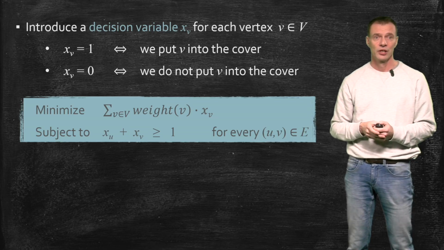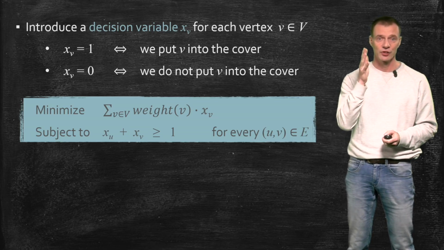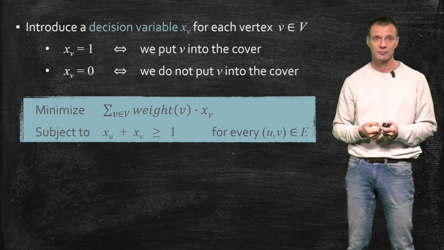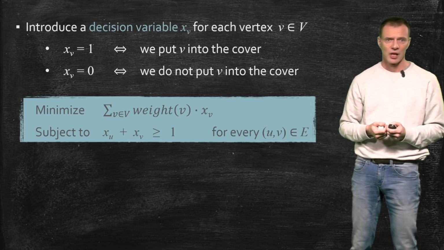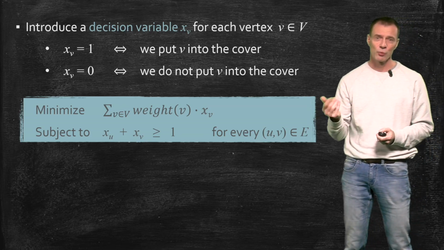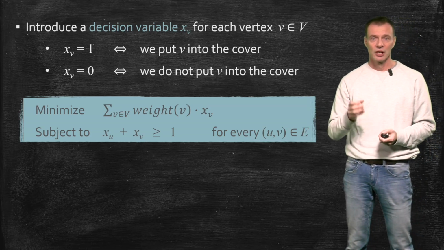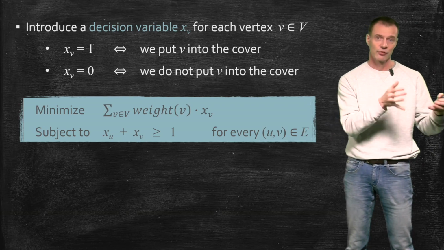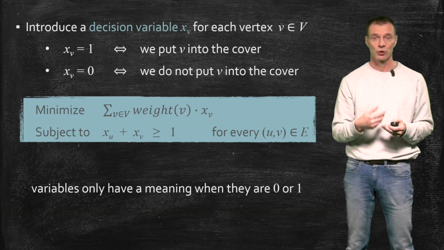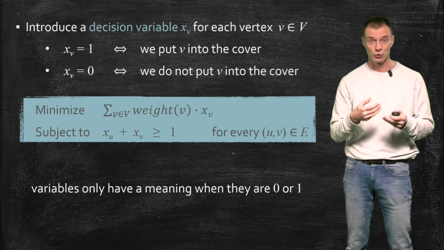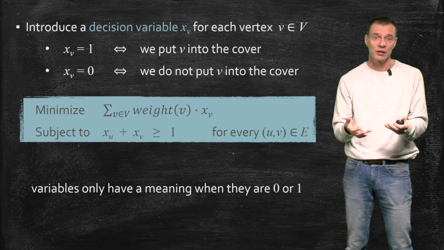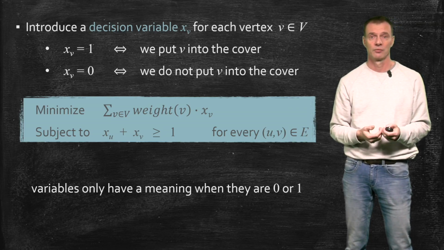Okay, so here you see the summary. We have these decision variables and we have this linear program. So there's a small problem, however, and that's, well, we said that these variables, if they're 1, it means we put them into the cover. If they're 0, it means we do not put them into the cover. So actually they only have a meaning when they're either 0 or 1.